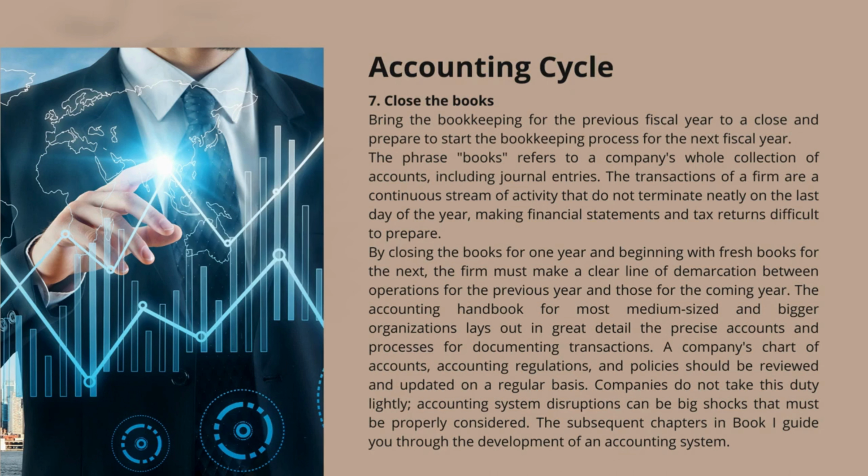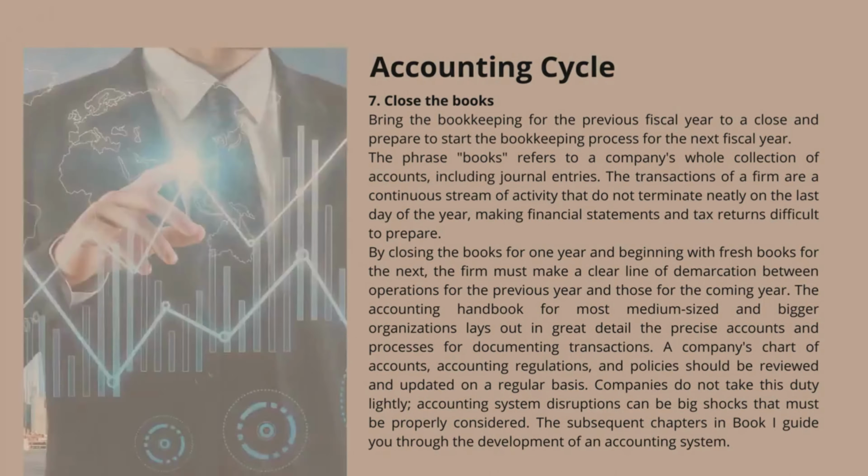By closing the books for 1 year and beginning with fresh books for the next, the firm must make a clear line of demarcation between operations for the previous year and those for the coming year. The accounting handbook for most medium-sized and bigger organizations lays out in great detail the precise accounts and processes for documenting transactions. A company's chart of accounts, accounting regulations, and policies should be reviewed and updated on a regular basis. Companies do not take this duty lightly. Accounting system disruptions can be big shocks that must be properly considered. The subsequent chapters in Book 1 guide you through the development of an accounting system.